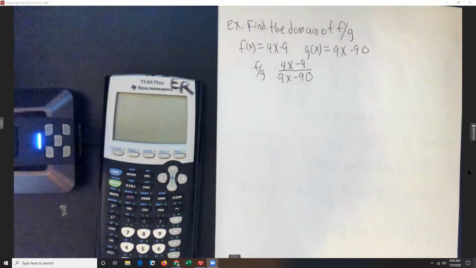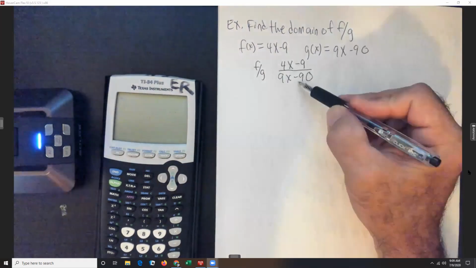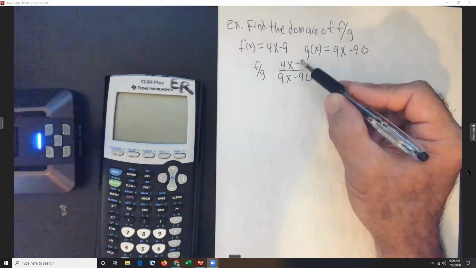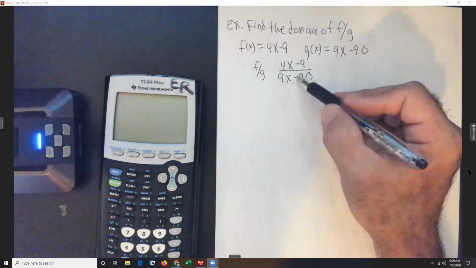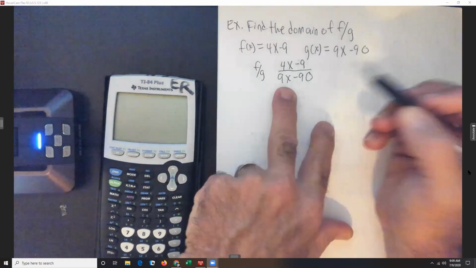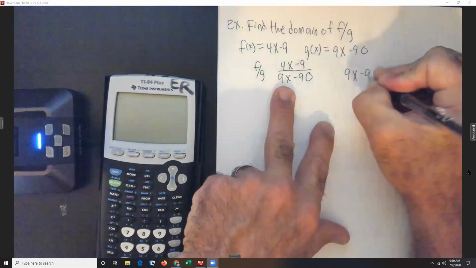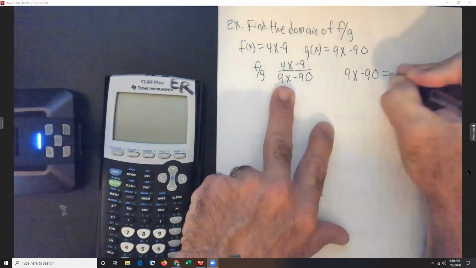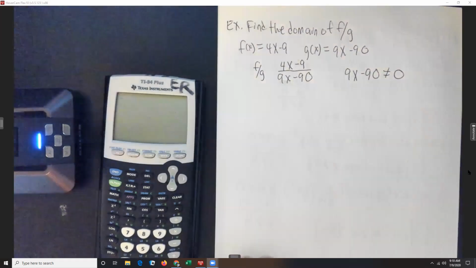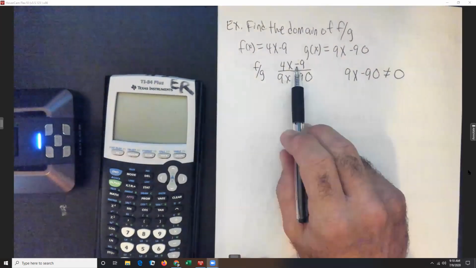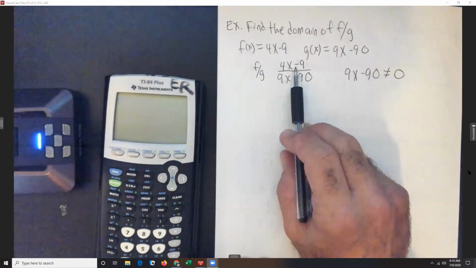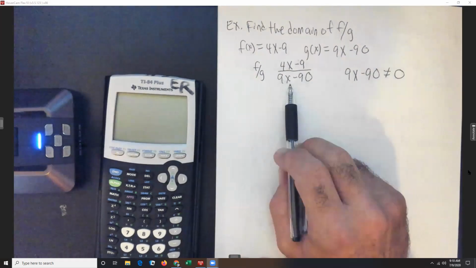For this one, we're definitely worried because we have a fraction here. Since I've got a fraction, I'm going to have to take that bottom, which is 9x minus 90, and set it not equal to 0. Remember, we don't care about the top. The top can be a 0. The bottom is the only one that cannot be 0, okay?